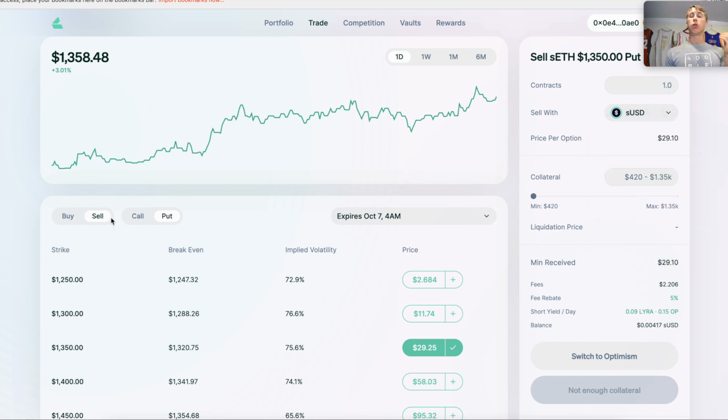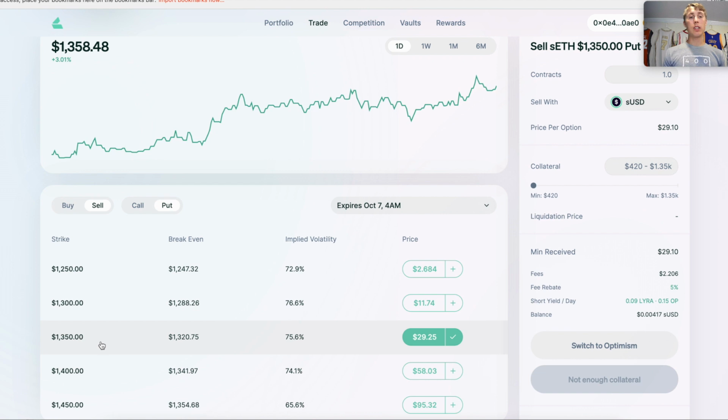But remember, when you sell a put, this means you're bullish because you're putting in a limit order to buy the asset. You wouldn't buy an asset if you think it's going to go down super low. This allows you to get paid to buy the dips because I'm getting paid $29 to buy ETH at 1350, which is $8 away. As you can see here, my break even is 1320.75. The reason this is my break even is it's the put price minus the premium I receive. The put price is 1350, so 1350 minus the 29 breaks out to about 1320. Just so you can keep that in mind.